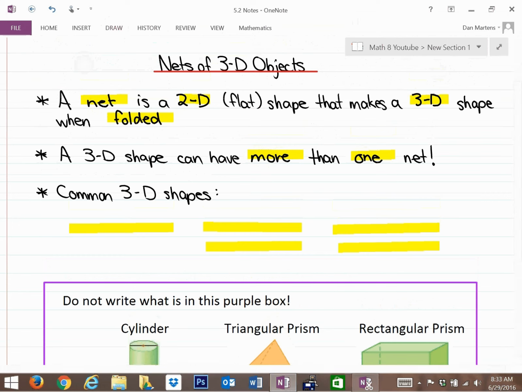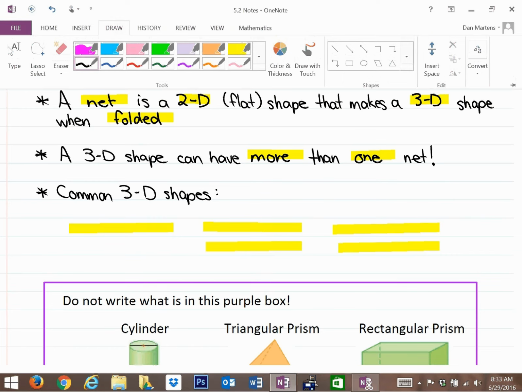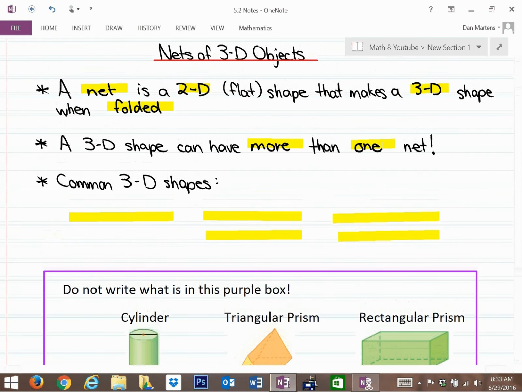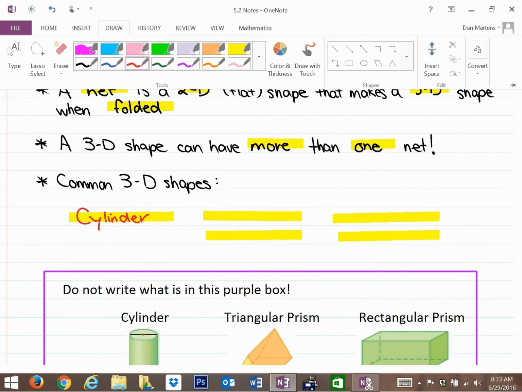In this particular chapter or unit, we're going to be looking at three different three-dimensional objects. While there's lots of three-dimensional objects, these are the three we're going to focus on. You can actually see them below in the purple box. One three-dimensional shape we're going to be looking at, and this is in a few sections from now, is a cylinder. And a cylinder is kind of like a pop can.